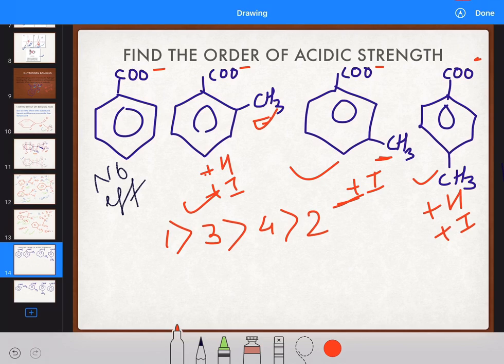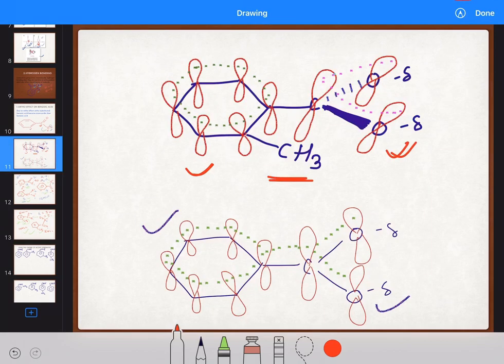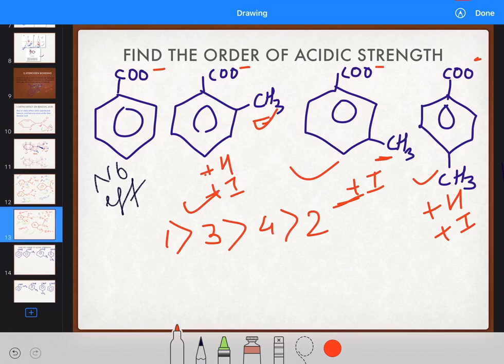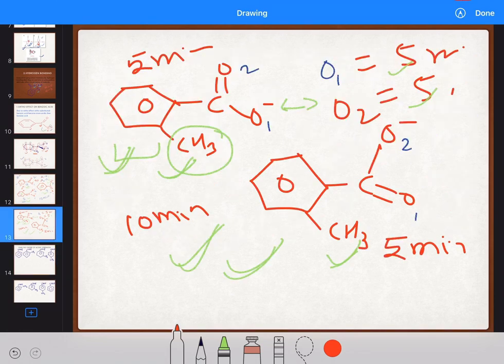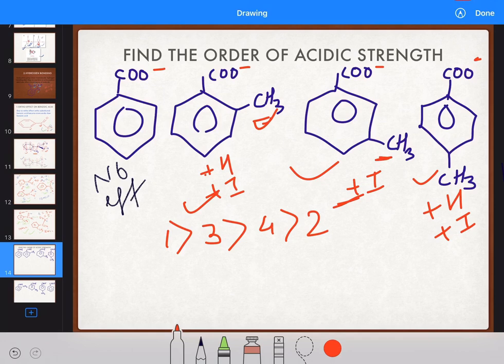Correct? I explained this in the last lecture. Okay, this one I explained to you. Now see, oxygen gets more time here. I hope you understand. So I know what is happening. Ortho effect increases the stability of the anion. Correct?